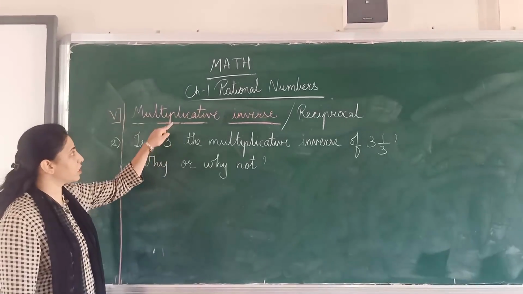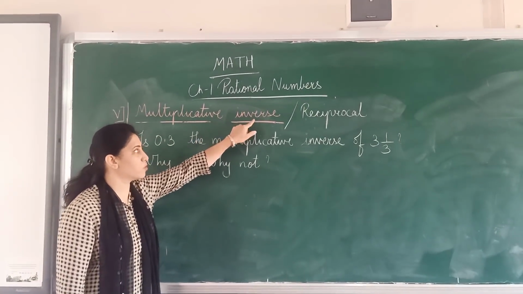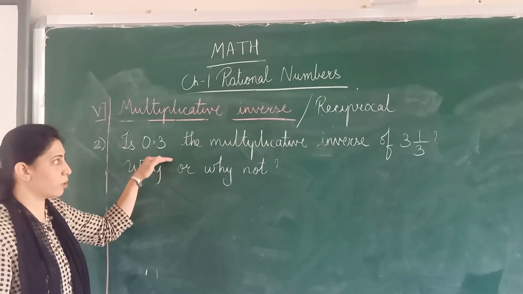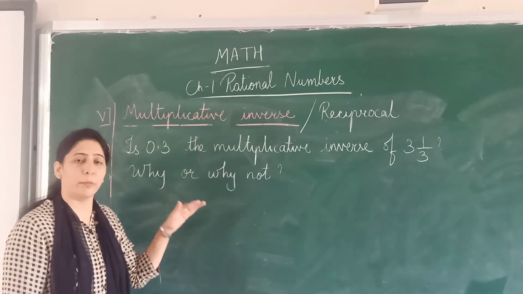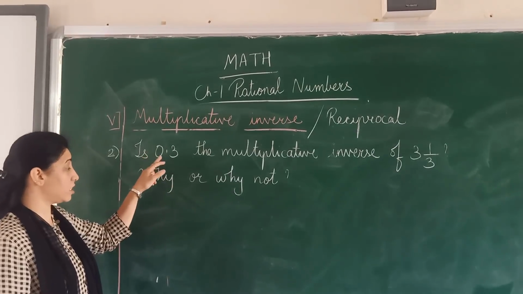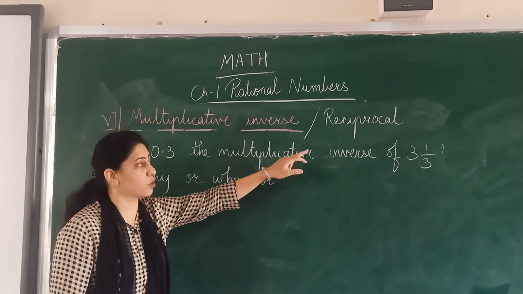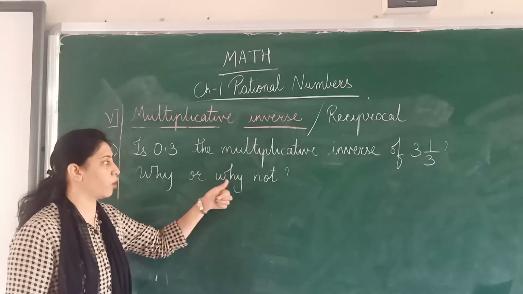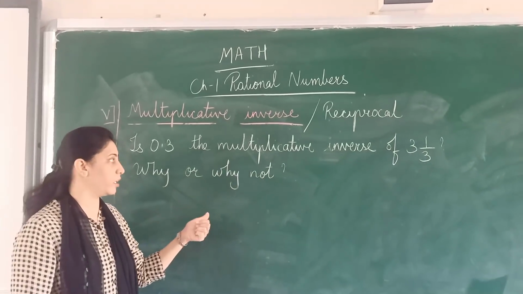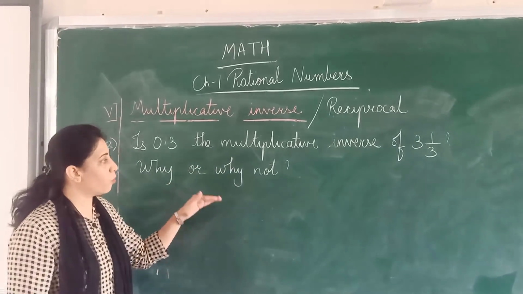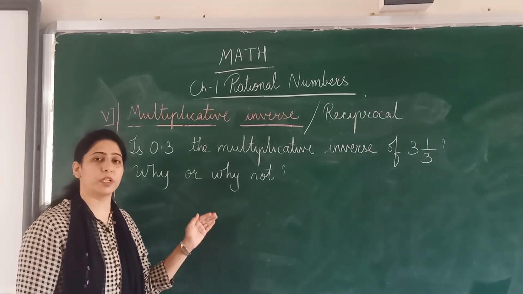This is the sum for the same concept, that is multiplicative inverse, what we have solved just now. So this sum you are going to solve on your own and comment your answer. The question is, is 0.3 the multiplicative inverse of 3 integer 1 upon 3, why or why not? So solve on your own and comment the answer. Now up till now whatever sums we have solved from exercise 1.1.